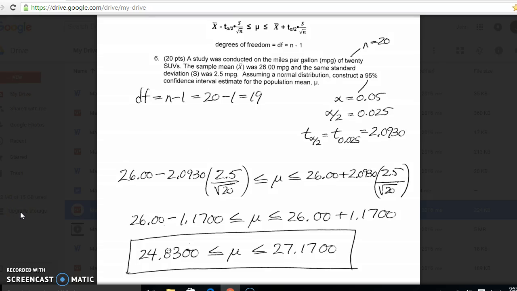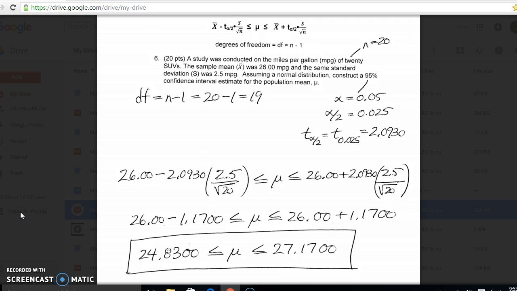Okay, so this is practice test number 5, and this is problem number 6, similar to problem number 5. You see the formula that you're going to be using at the top of the page, and then the formula for the degrees of freedom. And the problem states that a study was conducted on the miles per gallon of 20 SUVs.